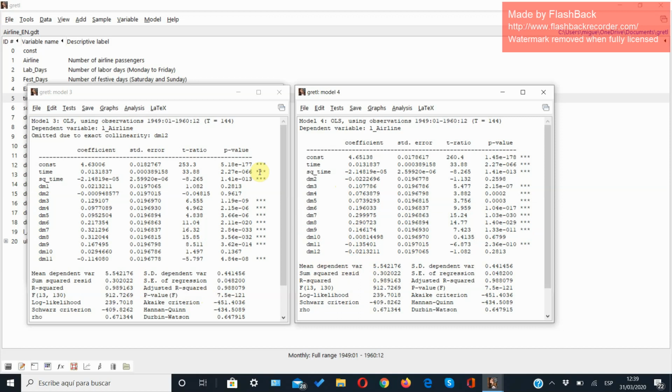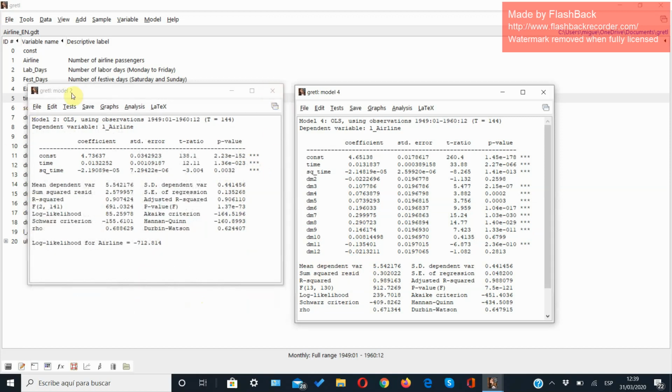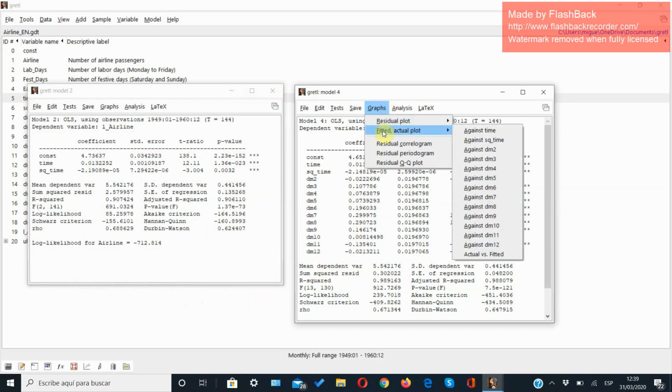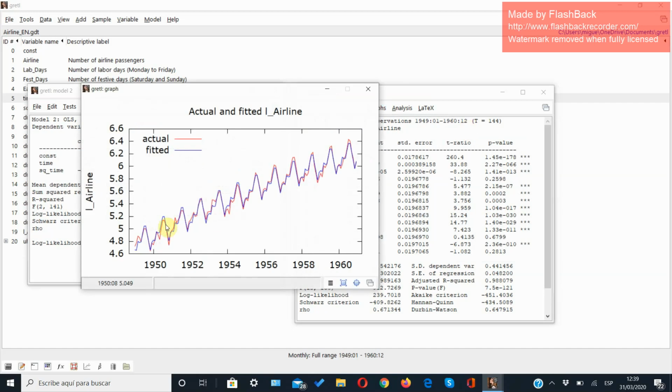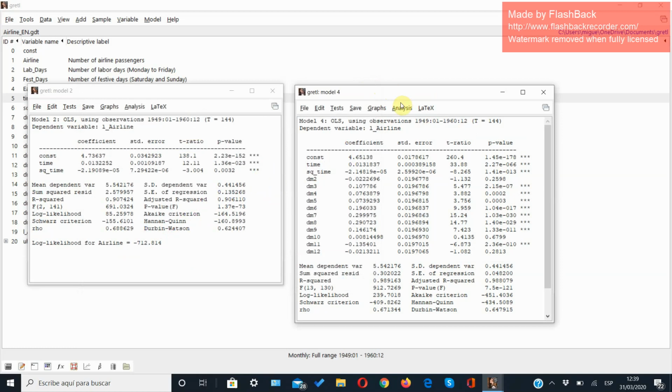And the R squared is slightly larger than that in previous models. This model describes more of the time series. If we plot the fitted versus actual plot over time, we see that the fitted blue line is getting closer to the actual red line. Okay, but this model is not perfect.